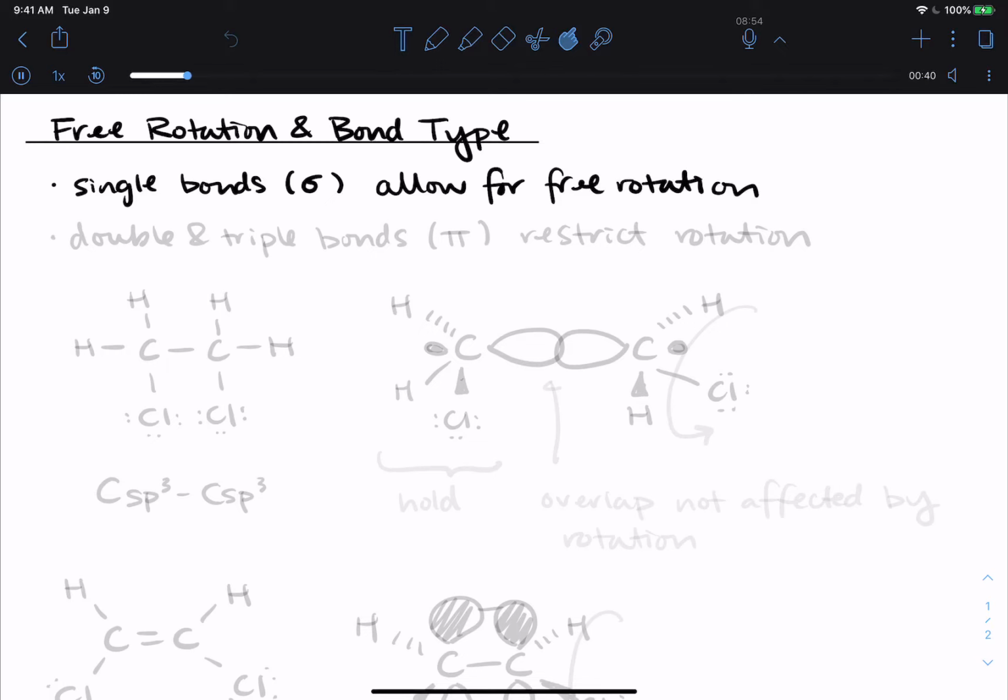And double and triple bonds, specifically, what's different about double and triple bonds? It's when we have pi bonds, these restrict rotation. All right, so let's draw an orbital picture to see what this looks like.